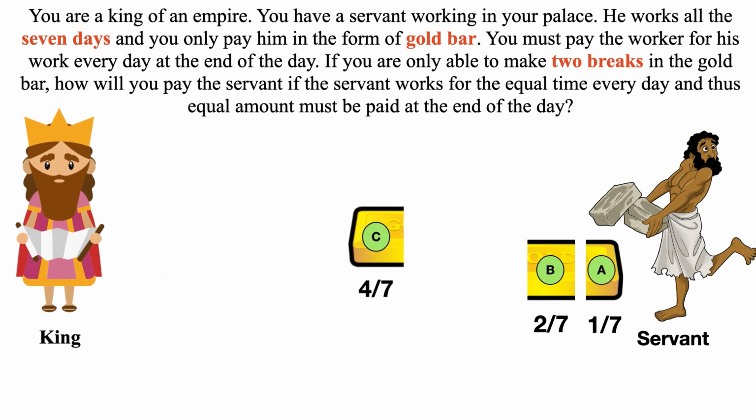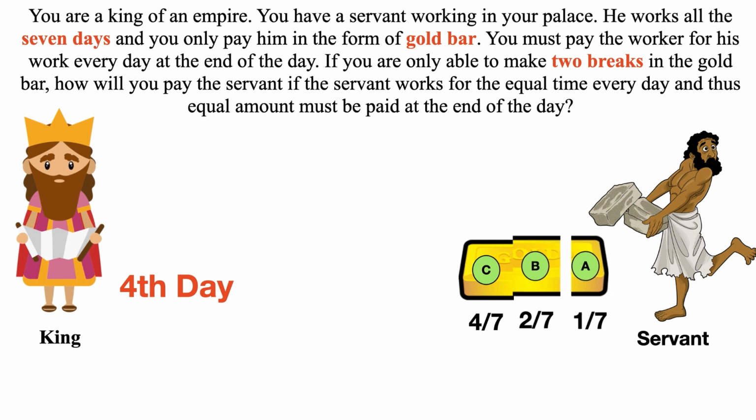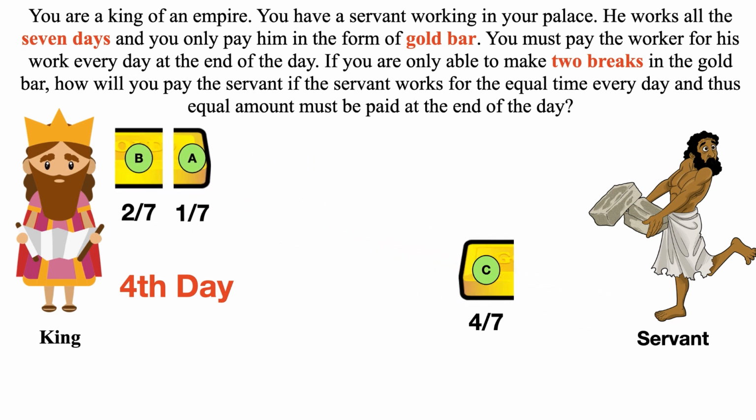When day 4 ends, give bar C to the worker and take back bar A and bar B. Here you remain with bar A and bar B. Worker possesses bar C. When day 5 ends, give bar A to the worker. You remain with bar B. Worker possesses bar A and bar C.